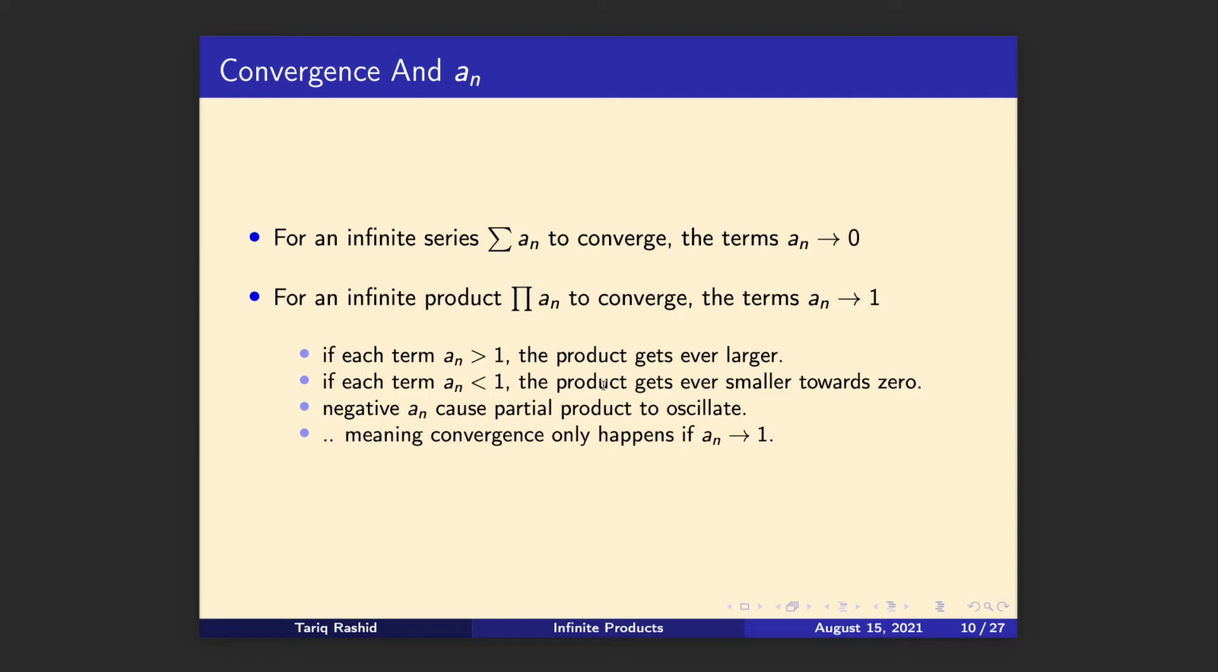If they were negative, or if there were some negative terms, then the partial product oscillates, because multiplying by a negative number flips it from, say, plus 5 to minus 5, or plus 0.5 to minus 0.5. So that oscillation is not convergence. So the only way to avoid that is if those terms approach 1. So that's a useful kind of intuition to have, and it's a requirement as well.